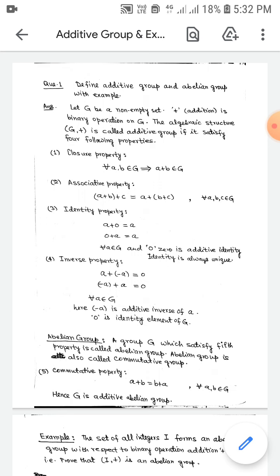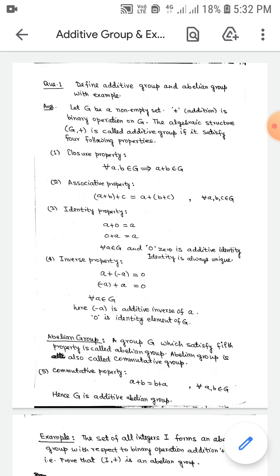Associative means three numbers are associative in such a manner that on the left hand side the first bracket and on the right hand side the second type of bracket. A plus B bracket plus C equals A plus bracket B plus C. To prove the associative property, we can solve the left hand side and right hand side. If the values of both left hand side and right hand side are equal, then our associative property is satisfied.